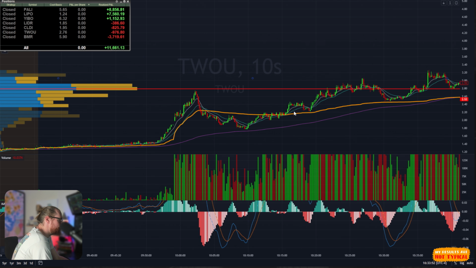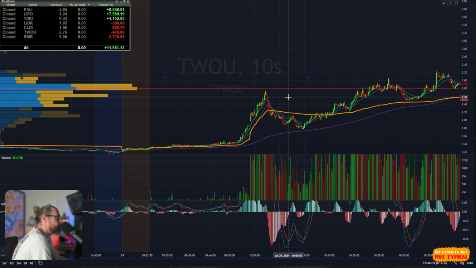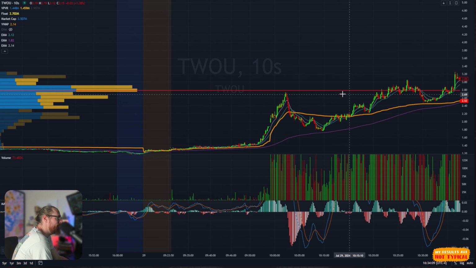So it pulls back right through here, comes back up right through here, and I got in right in this area for the breakthrough high of the day, and it just kind of stalled out. And you know what? I don't know. I just thought that it was going to break once we pulled away from that level.